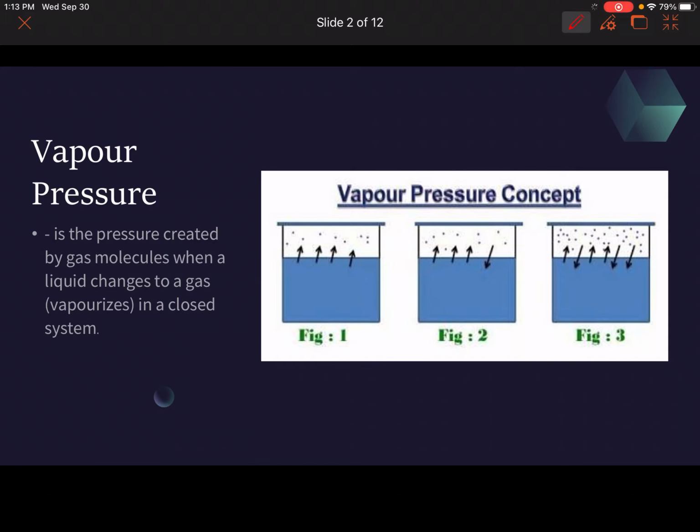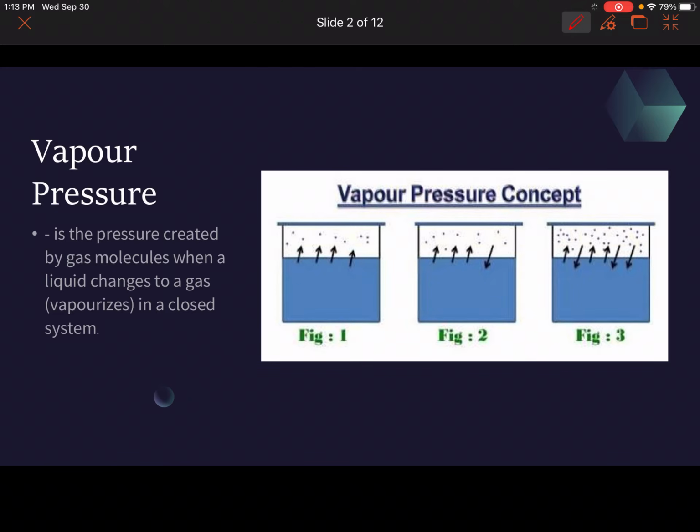Okay, so to define vapor pressure, it's a hard concept for some people to get, but basically it's the pressure created by gas molecules when a liquid changes to a gas or vaporizes in a closed system. So this diagram might help here.